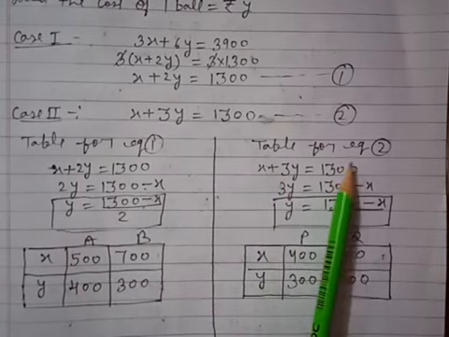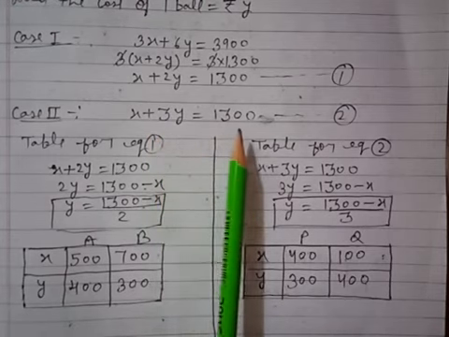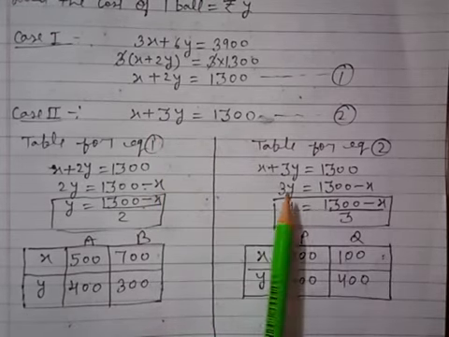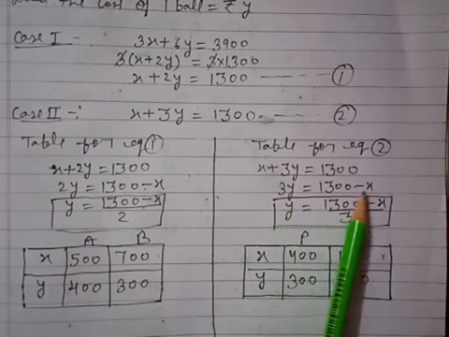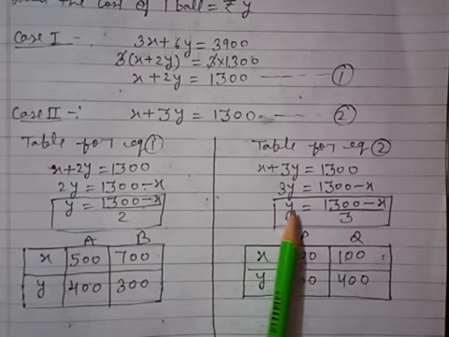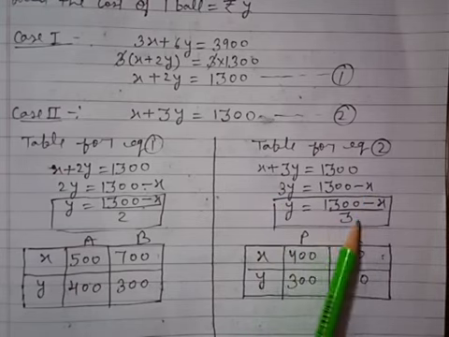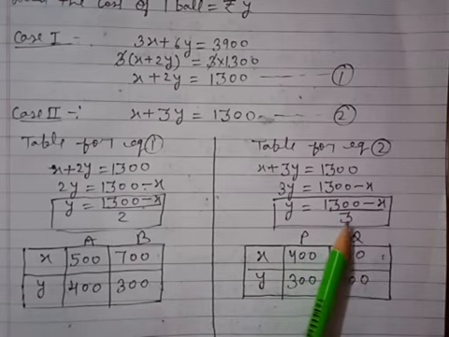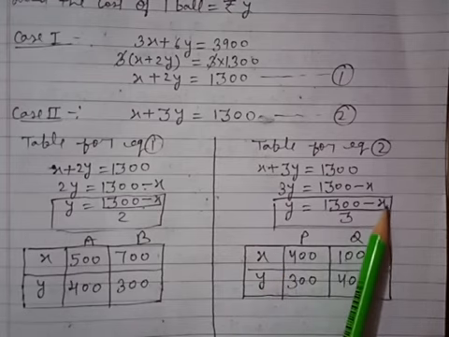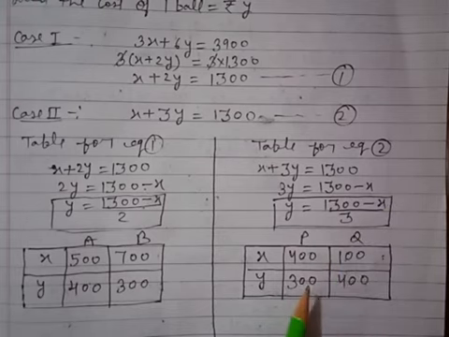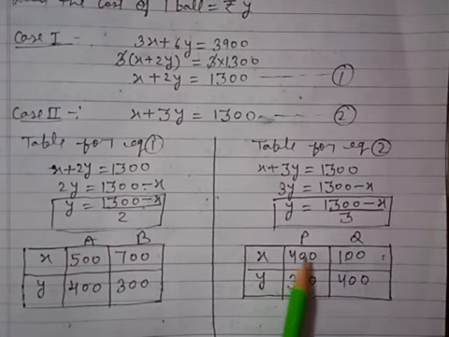Now table for equation 2. Equation 2 is x plus 3y equal to 1300. 3y equal to 1300 minus x, as x will go that side. So y equal to (1300 minus x) upon 3. To draw the table, put x equal to 400. 1300 minus 400 will come 900. Divide 900 by 3, it will come 300. So for x equal to 400 we are getting y as 300.